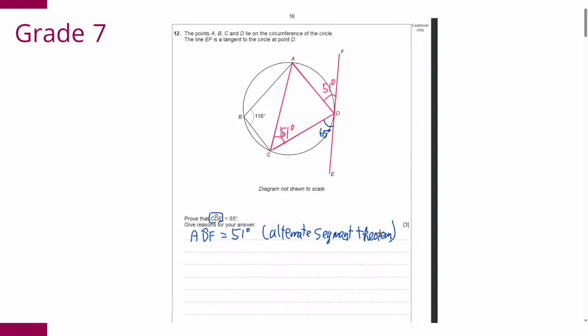Okay, those are the words you have to use. You can't use anything other than those words, unfortunately. What else do I notice? So I sit down, I go, okay, so I've got alternate segment theorem there. What else do I notice?